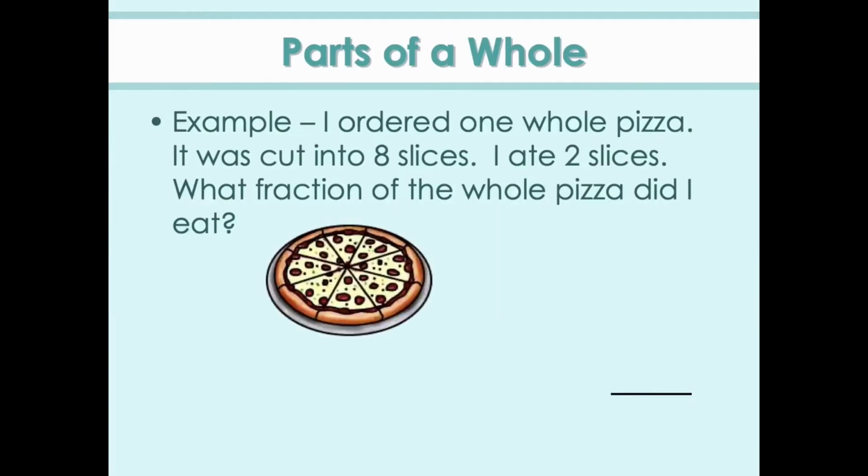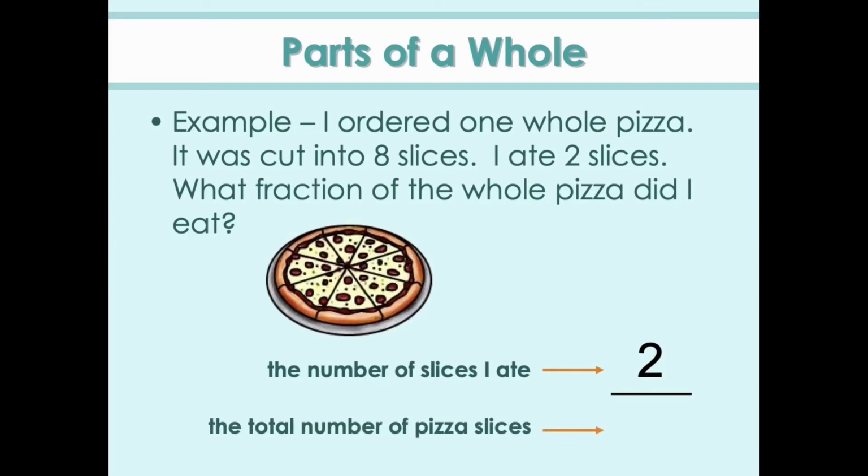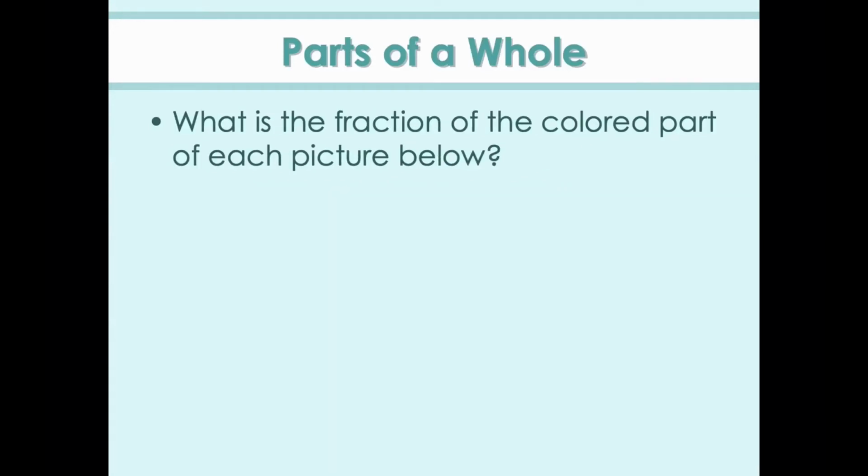I ordered 1 whole pizza. It was cut into 8 slices. I ate 2 slices. What fraction of the whole pizza did I eat? So, think about the number of slices I ate is the numerator. We had 2 slices. The total number of pizza slices is our denominator. So how many pieces of pizza did we have? We had 8. So I ate 2/8 of the pizza.